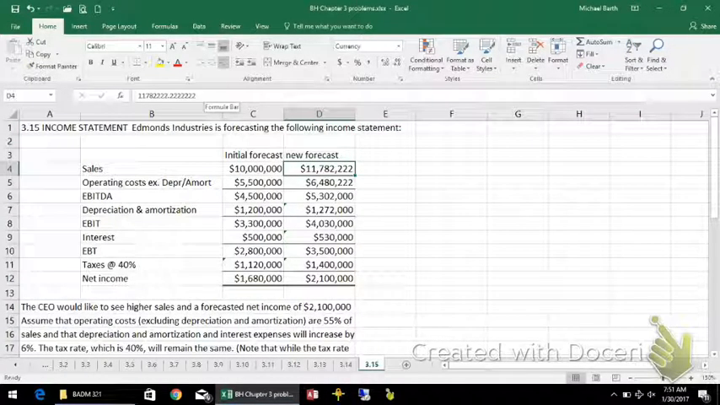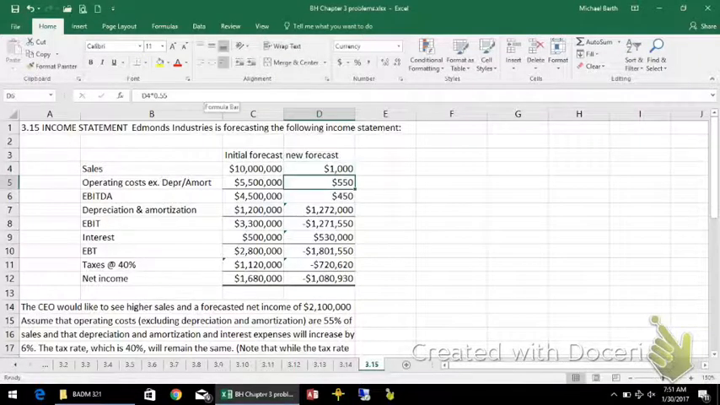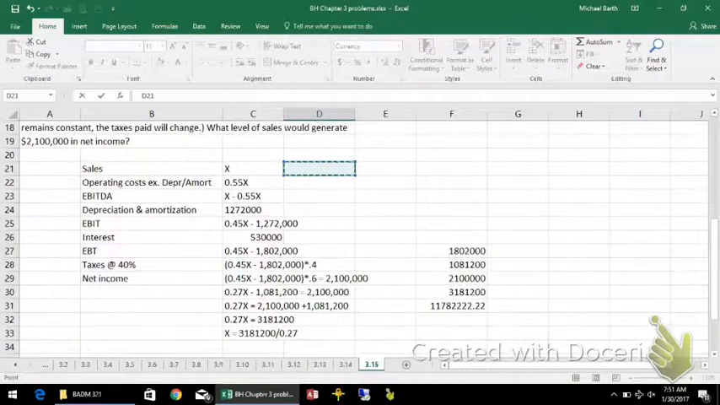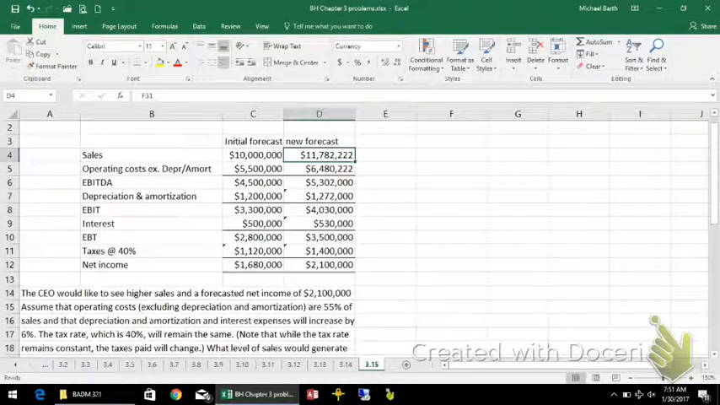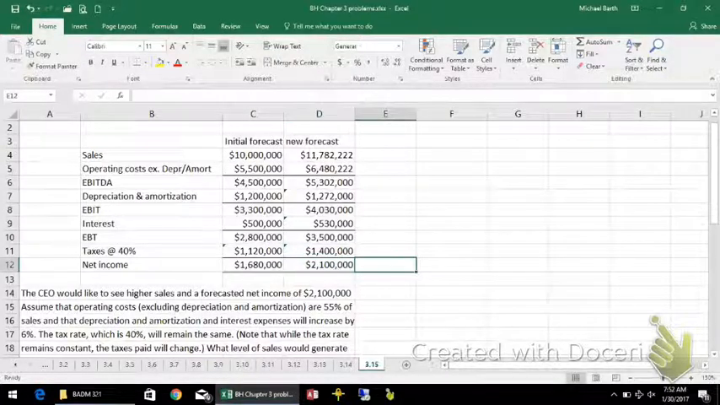Remember, when I use Solver, it automatically sets up to do this. If I take the answer I got down here, 11,782,222, minus 55% of that, which is 45% less, minus 1,272,000, minus 530,000, that gives me taxable income of $3.5 million, and take away the taxes, it's $2.1 million.